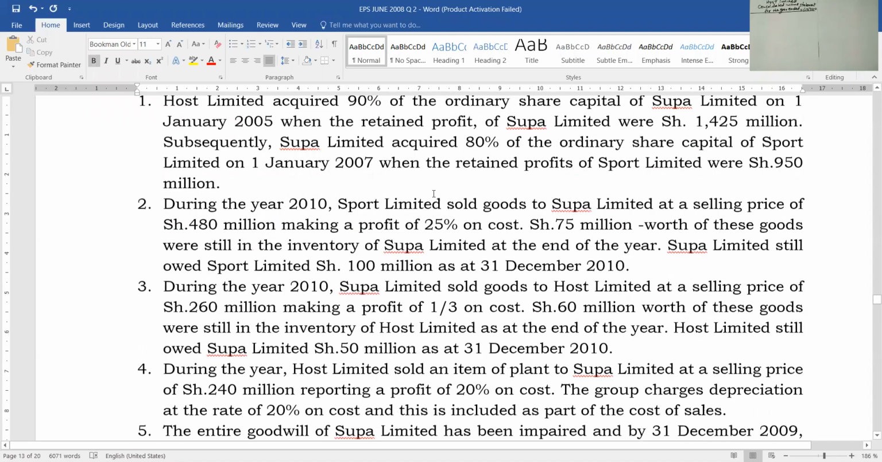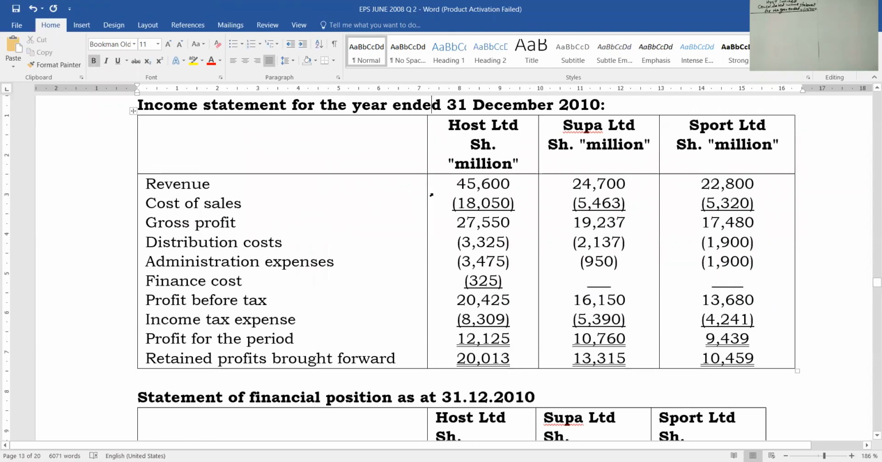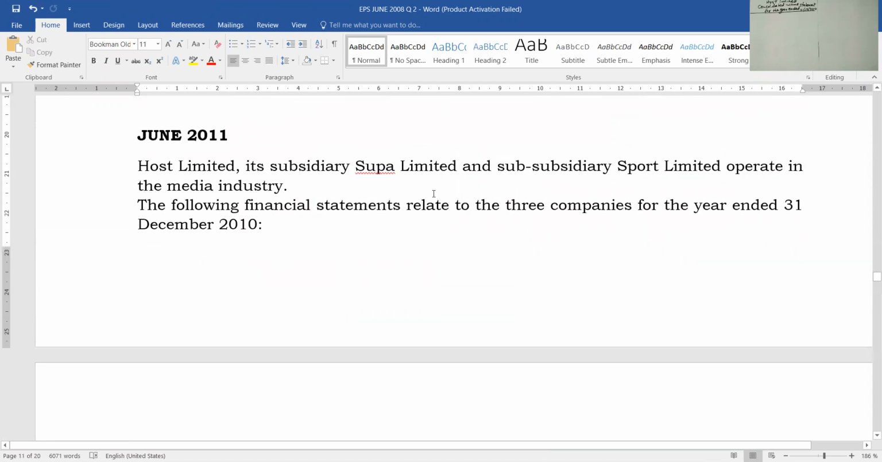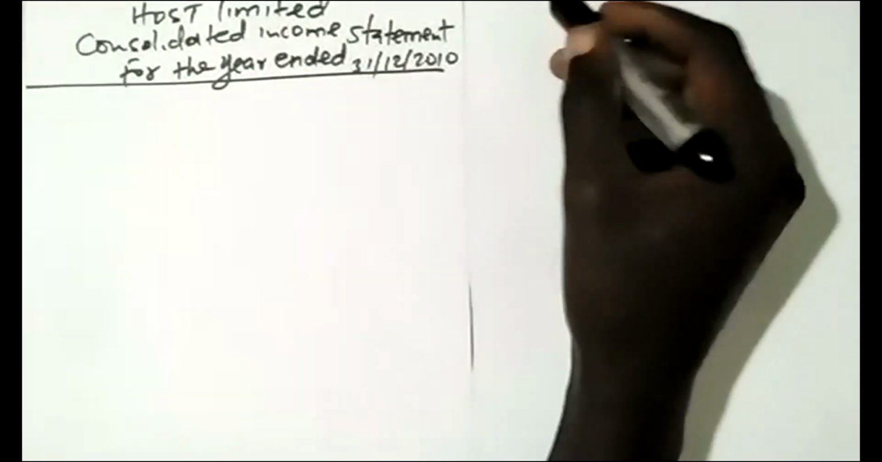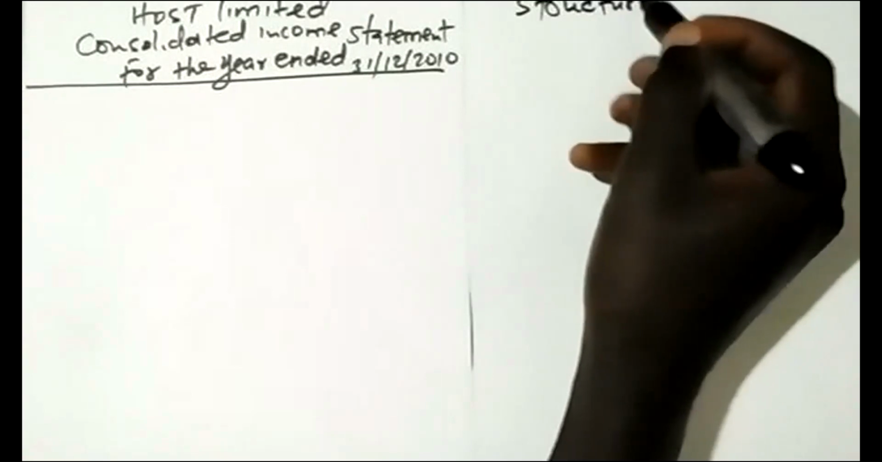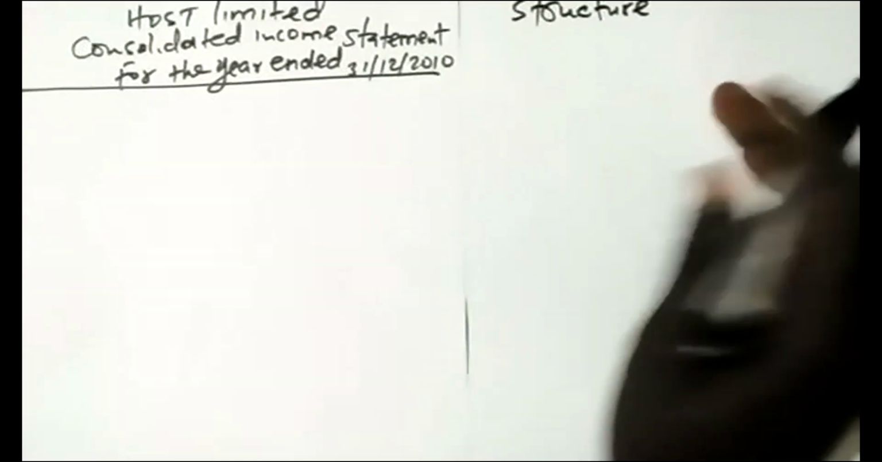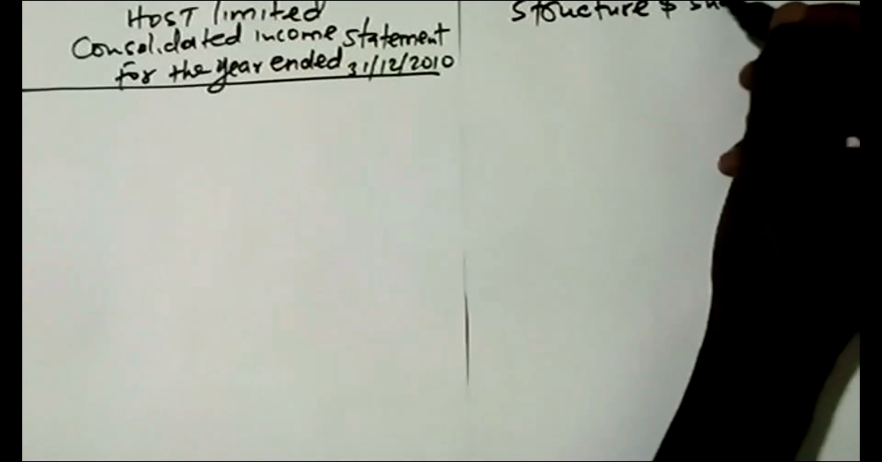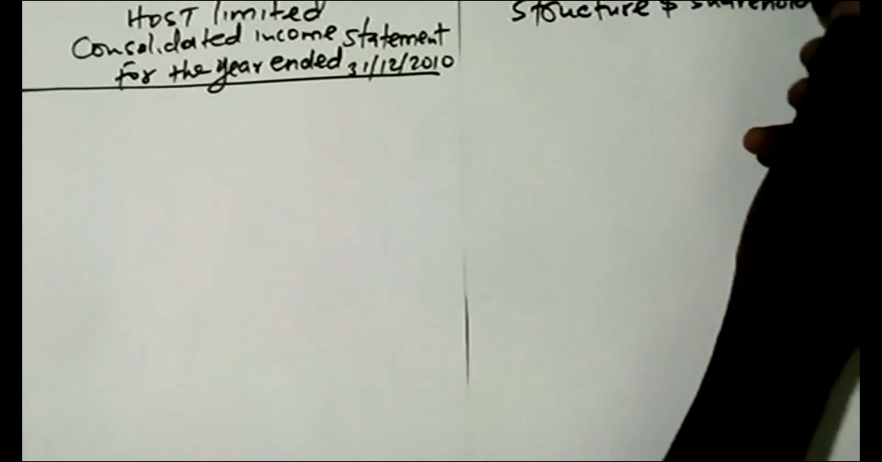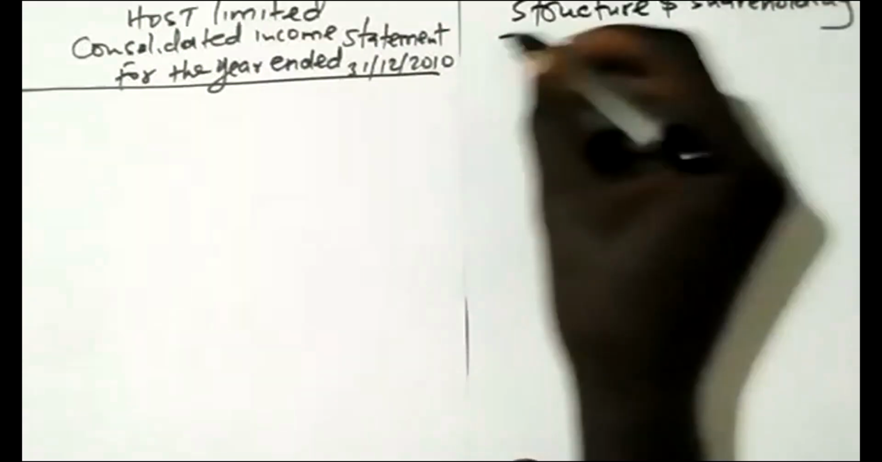So when I say the way income statement is, I mean that you go back to your income statement and check what you are given. But before that, I need to interpret something very major, which is what you are supposed to start with even before we talk about the income statement: the structure and shareholding.